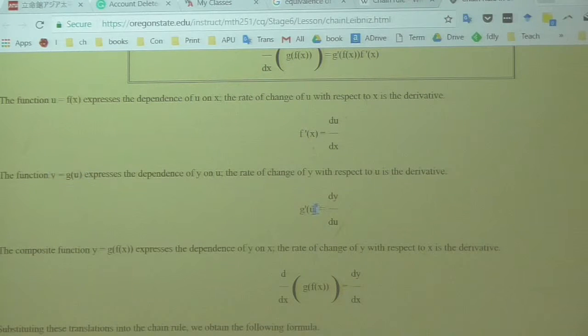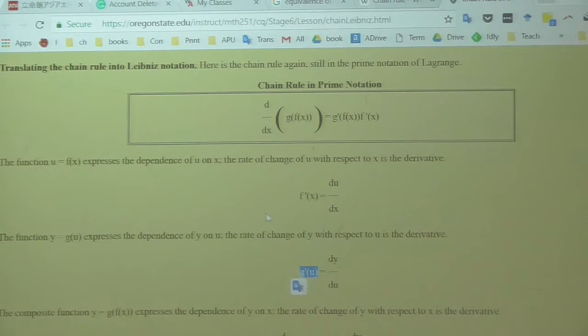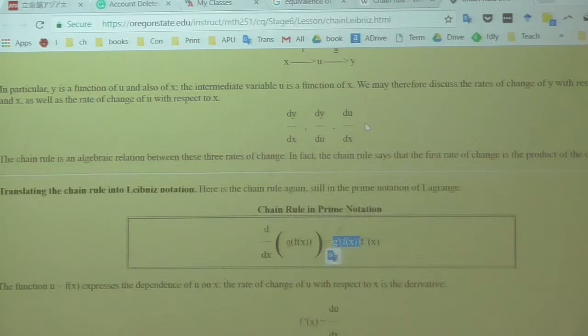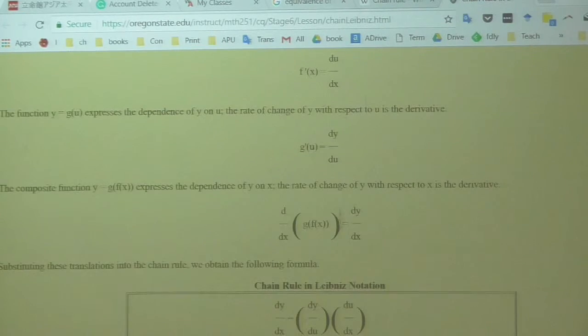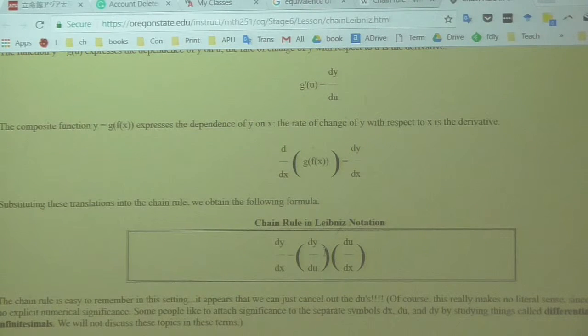Okay, but that is g prime of u. That's the trick that I didn't quite get, this part here. That's g prime of u, but g prime of u means what? G prime of this. So that's this part here. Okay, so this part is this part, and this part is this part. So we end up with that the way I expressed it in class is the same as this. Okay? So you can go back and look at this again. So this is the chain rule using the Leibniz notation. This is called Leibniz notation.